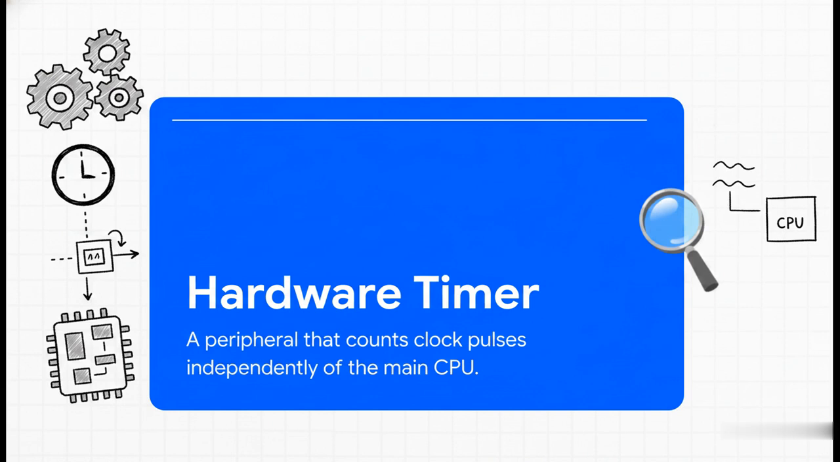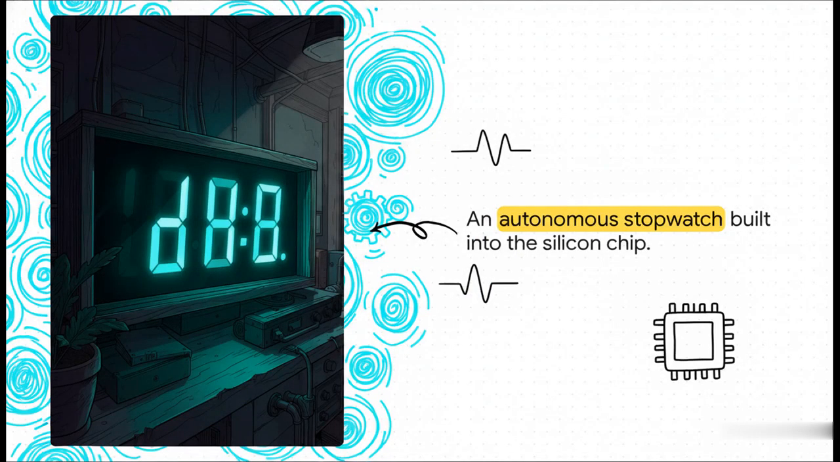The processor can go off and do complex math or handle other tasks, while time is just perfectly tracked in the background. You can really just think of it as a glowing, autonomous stopwatch running silently right there within the silicon chip itself. It ticks away in the background, and the best part is, it doesn't steal a single execution cycle from your main code.